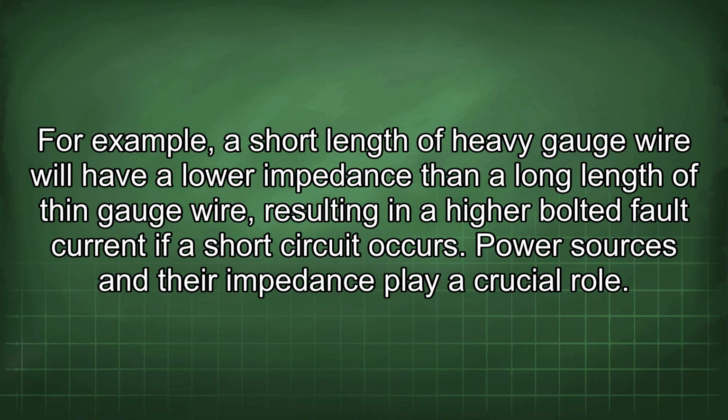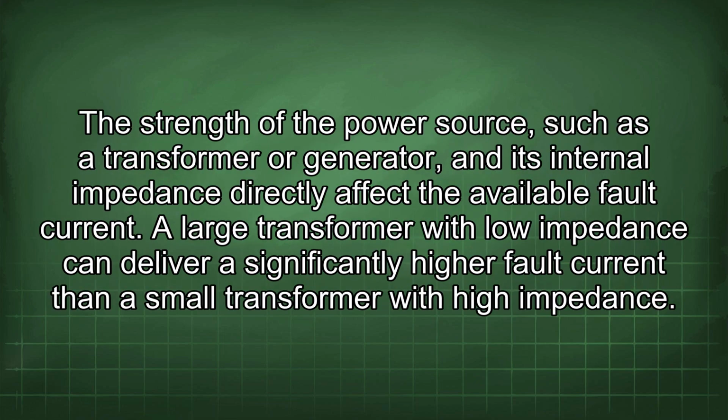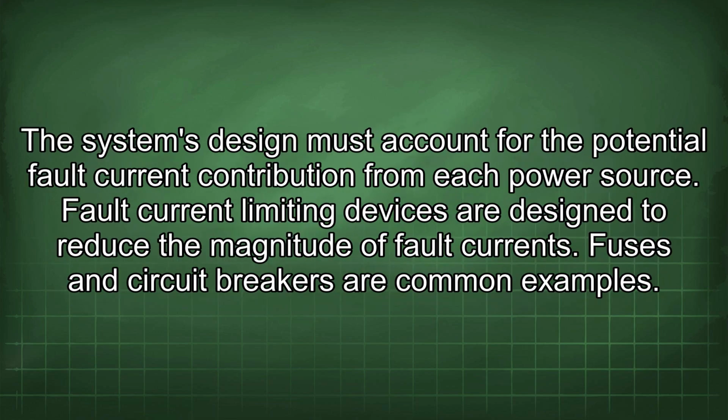Power sources and their impedance play a crucial role. The strength of the power source, such as a transformer or generator, and its internal impedance directly affect the available fault current. A large transformer with low impedance can deliver a significantly higher fault current than a small transformer with high impedance. The system's design must account for the potential fault current contribution from each power source.